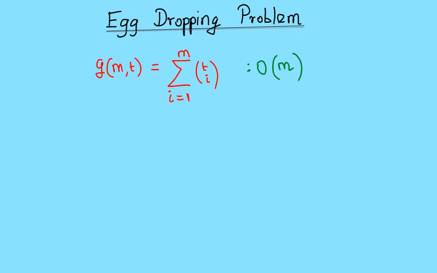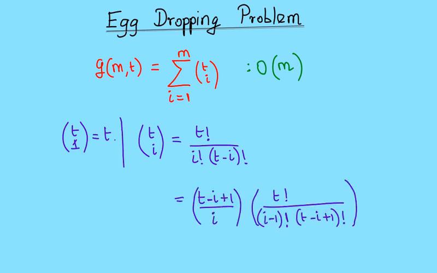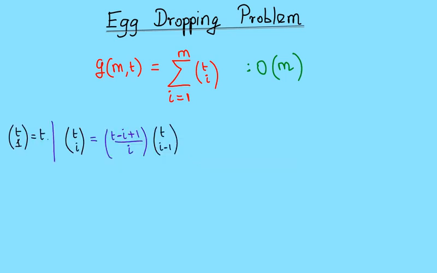To see that, we can make some observations. First, t choose 1 is equal to t, and t choose i is equal to t factorial by i factorial into (t minus i) factorial. With some rearrangement, it gives this. Here, this is t choose i minus 1. So, t choose i is equal to this. Hence, g(m, t) can be calculated by the simple for loop as follows.